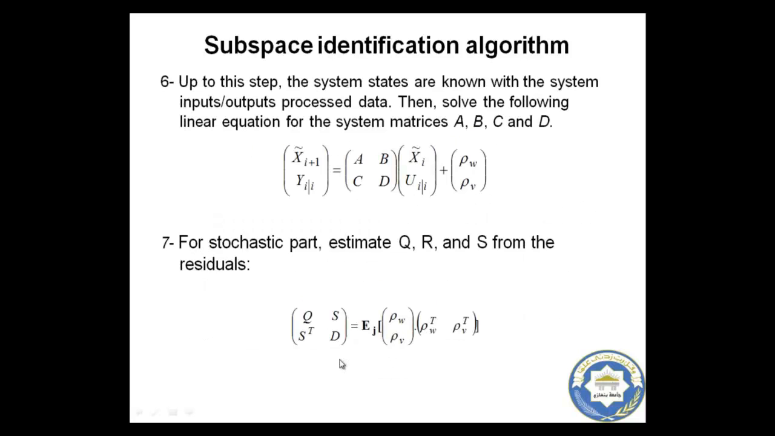Up to this point, we have the sequence of states, the inputs and the outputs. So we can calculate the matrices A, B, C, and D from this equation by the least squares approach. For the stochastic part, we can estimate Q, R, and S from the residuals as the expected value of these.